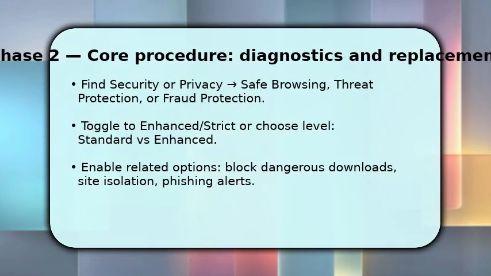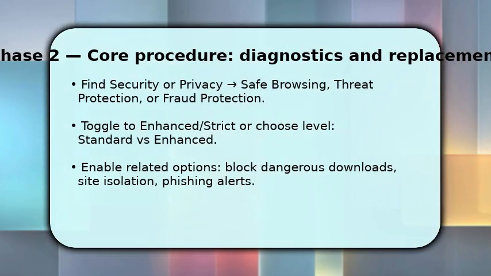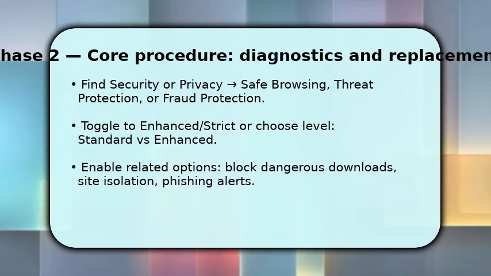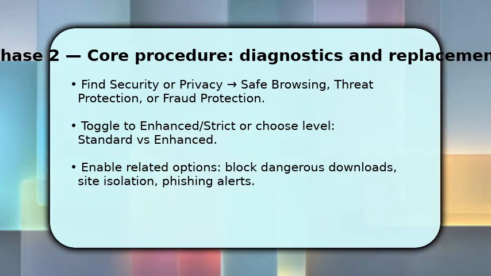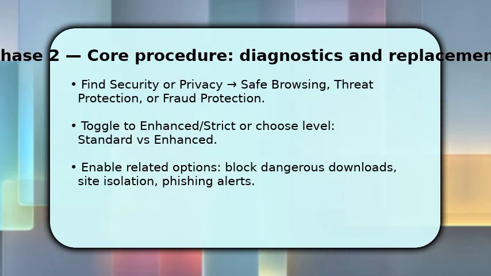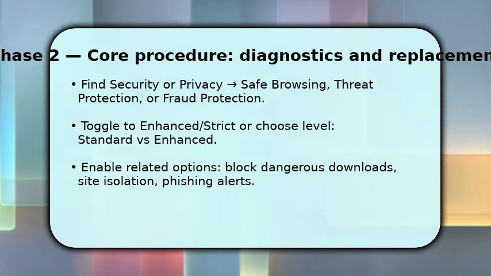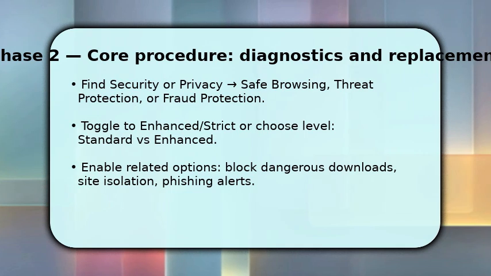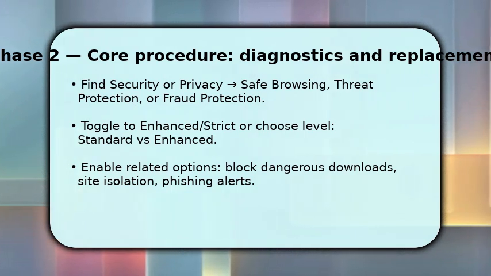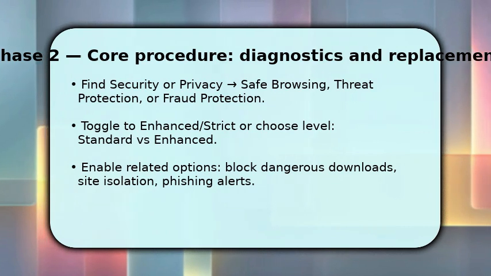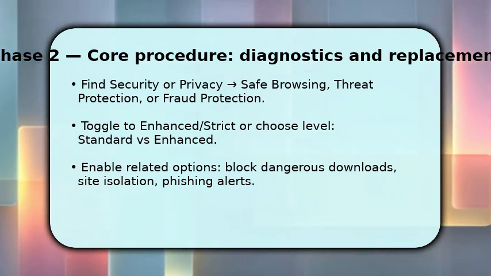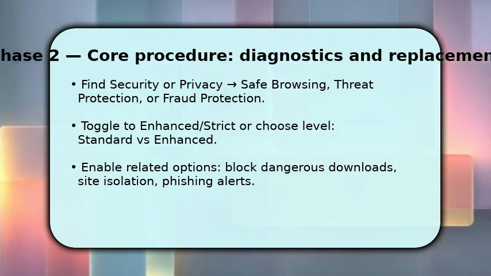You now turn the protections on. In Privacy or Security, locate Safe Browsing or Threat Protection and choose a level. Pick Enhanced for stronger checks, Standard for fewer false positives. Toggle the main switch, then enable supporting features such as blocking dangerous downloads, site isolation, and phishing alerts so checks run on pages and files.